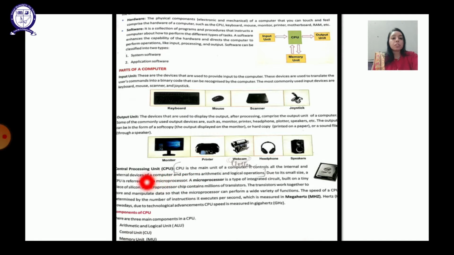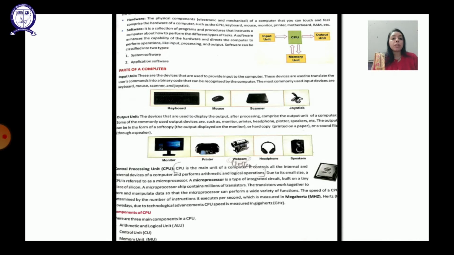Due to its small size, the CPU is referred to as a microprocessor, and it is a type of integrated circuit built on a tiny silicon chip. This is your microprocessor, which is put in the CPU, and the latest version will help you to increase the speed of your CPU and do the work faster.